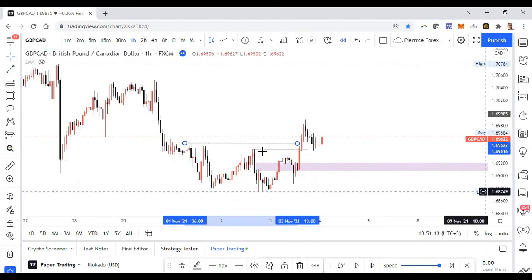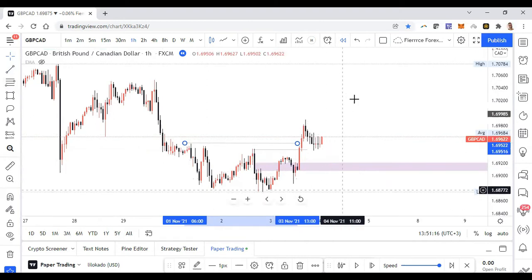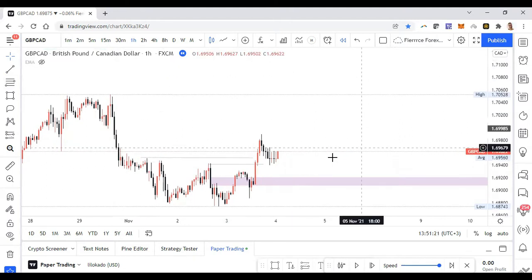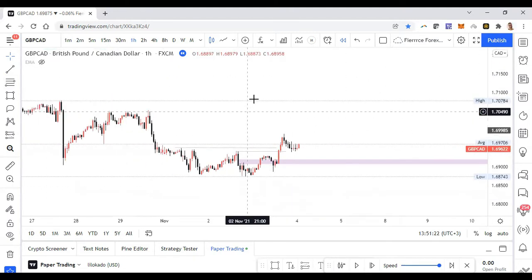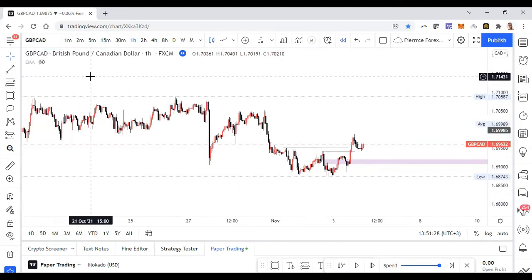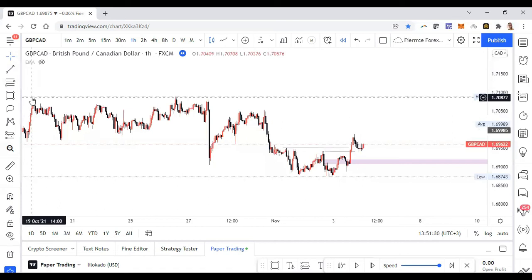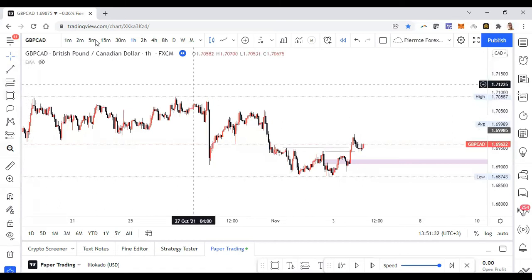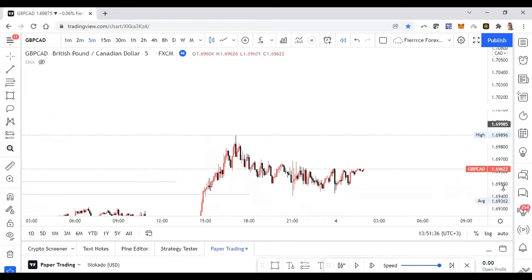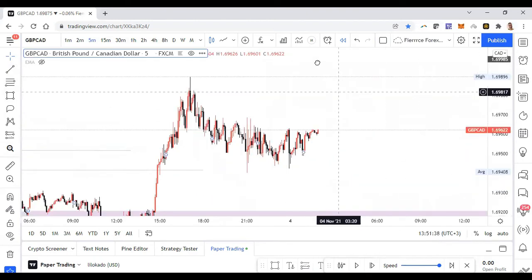But I feel like we've left some untested demand zones below here and price will probably want to come down at some point and take that out. Whether it does that now, who knows? Yeah, but that's my bias. And then if it does get to this zone, I'll probably be targeting these highs up here for price to actually come back to. Okay, so let me first go on the 5 minutes and I just want to show you guys this one trade.